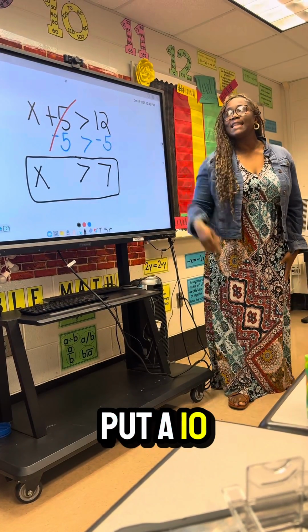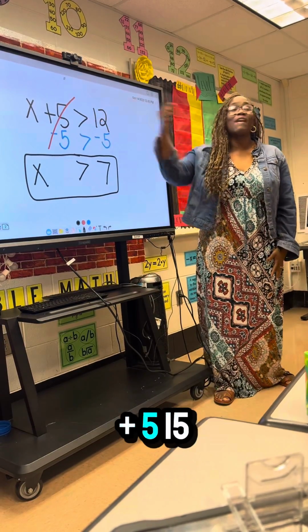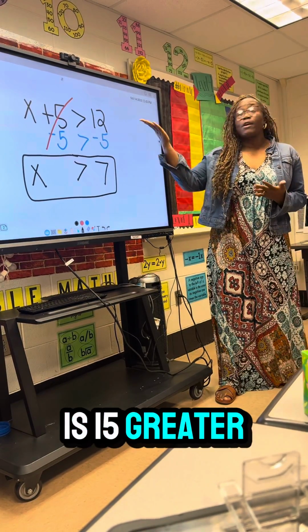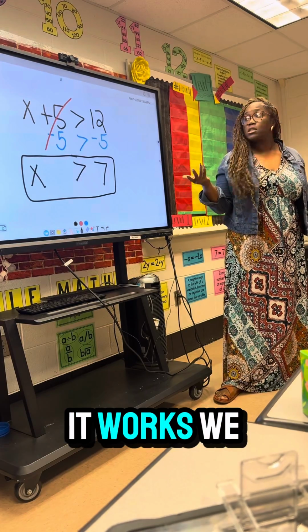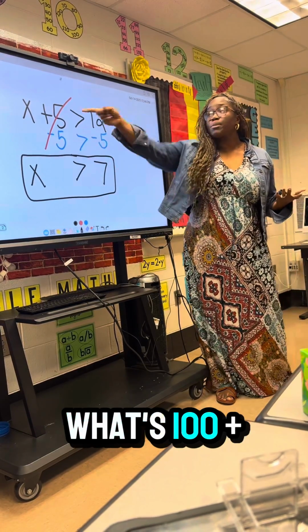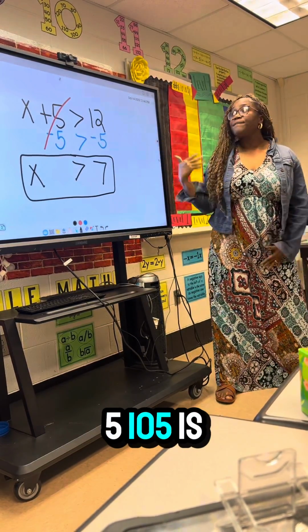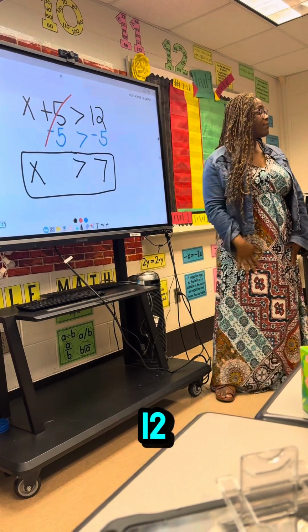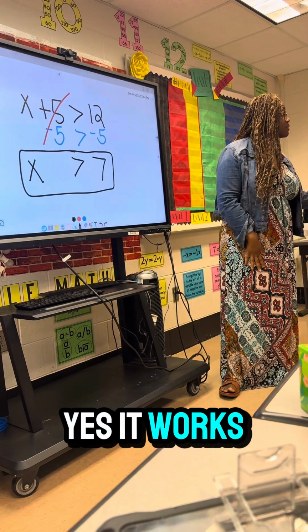So we can put a 10 there. It'll still work, because what's 10 plus 5? 15. Is 15 greater than 12? Yeah. It works. We can use 100. What's 100 plus 5? 105. Is 105 greater than 12? Yes. It works.